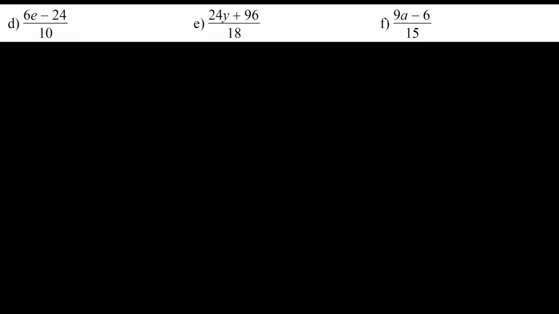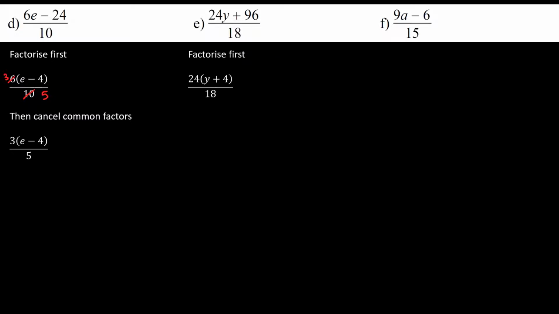So same process here. We take out a common factor, take out a 6, and then cancel down by dividing by 2. We get 3 over 5, with the brackets still there, of course. With E, we could take out a common factor of 24, and then cancel our common factors. We get 4 over 3, with the brackets still there.